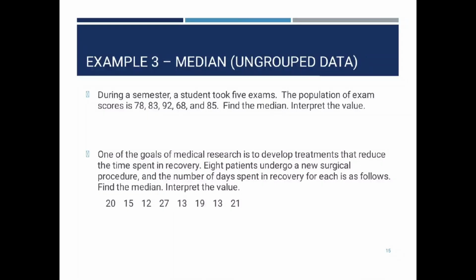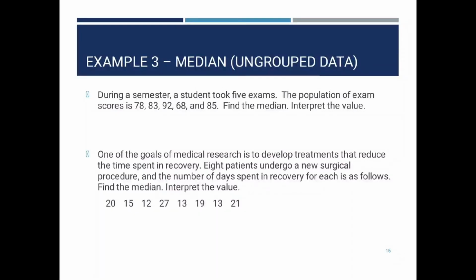Let's look at example 3. During a semester, a student took 5 exams. The population of exam scores is 78, 83, 92, 68, and 85. Find the median, interpret the value.